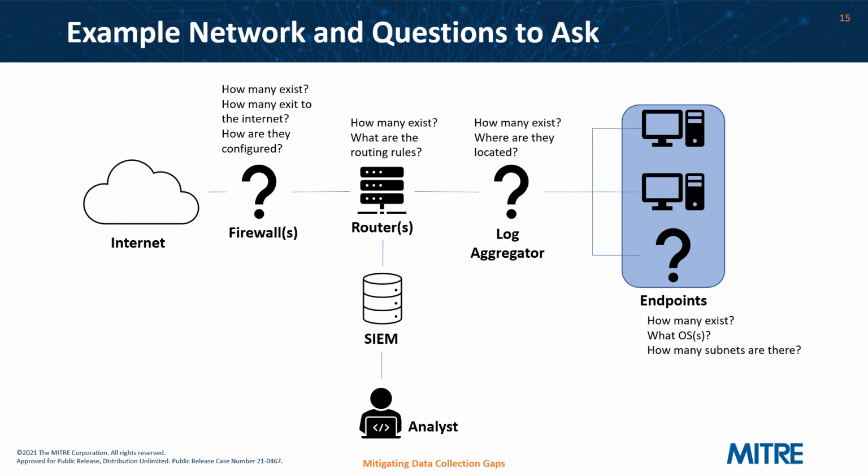Here is a simplified notional network that shows some of the questions we want to ask when assessing the state of data collection in the environment. We have a group of endpoints that access the internet through a router with a SIEM separated off into its own subnet. For the endpoints, we need to assess how many hosts are even out there that we need to defend and collect data from.